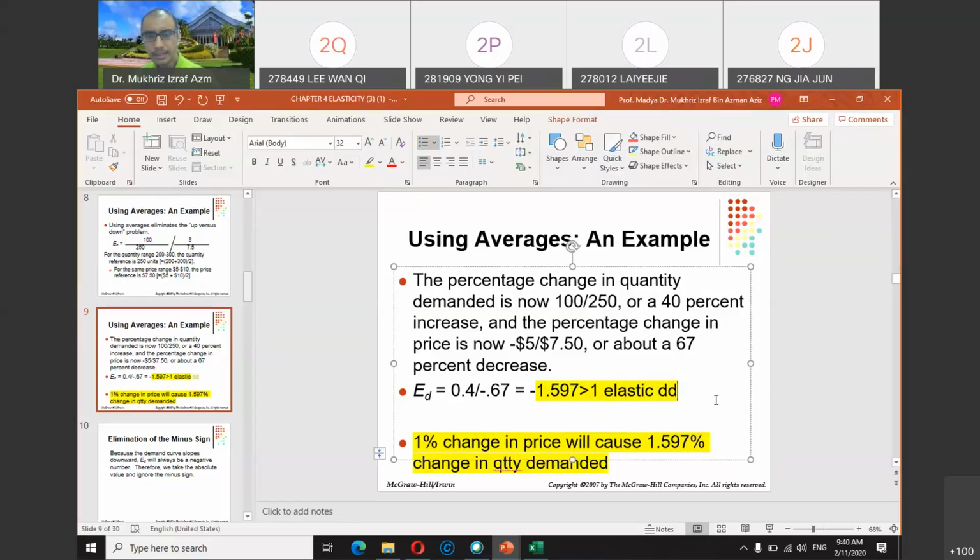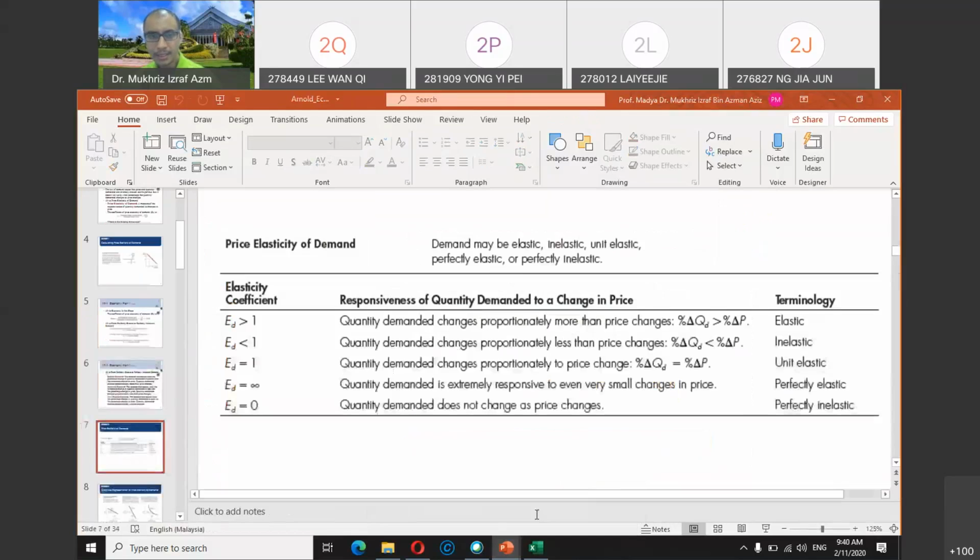Okay, elastic demand. So in other words, a 1% change in price will cause a 1.597% change in quantity demanded, or in other words, the change in demand will be bigger than the change in price. So that's why, in this case, the demand is elastic, okay? Because the percentage change in demand is bigger than the percentage change in price. So if that is the case, the demand is elastic, okay?